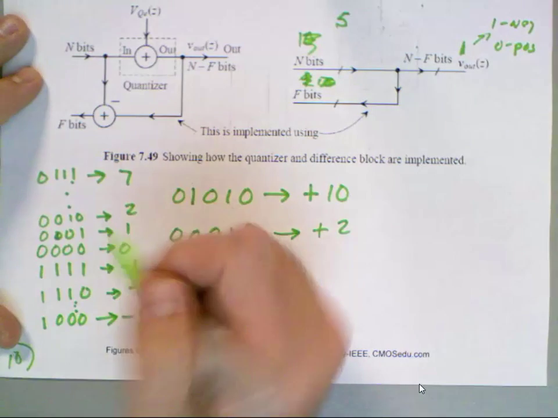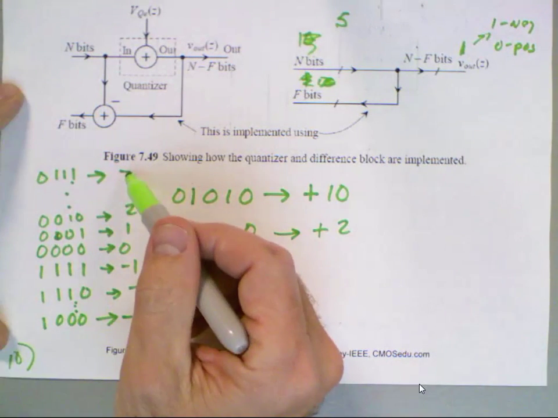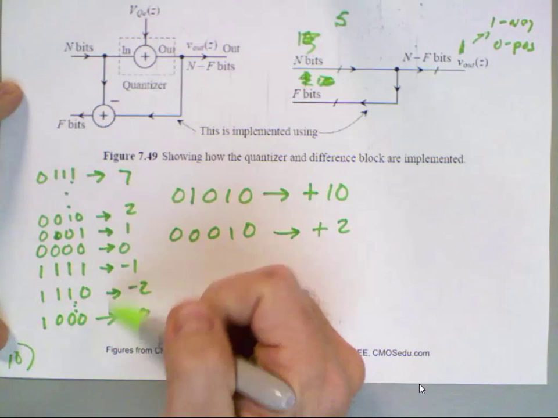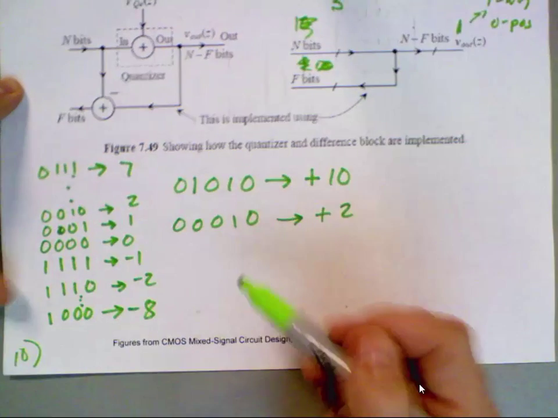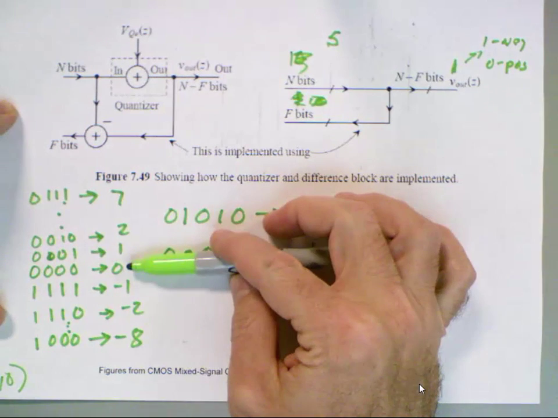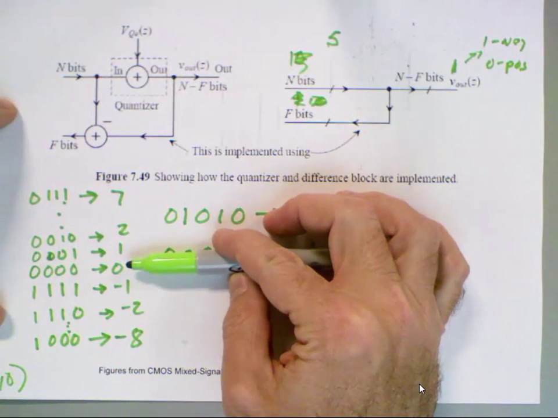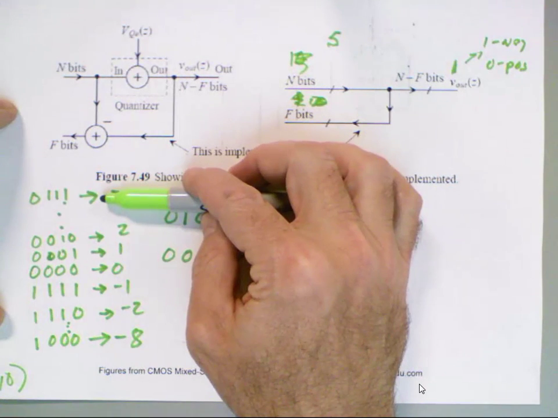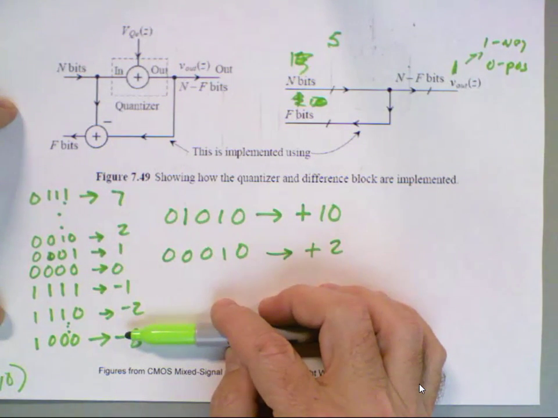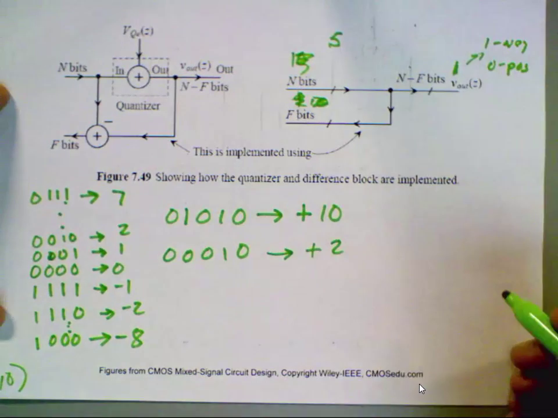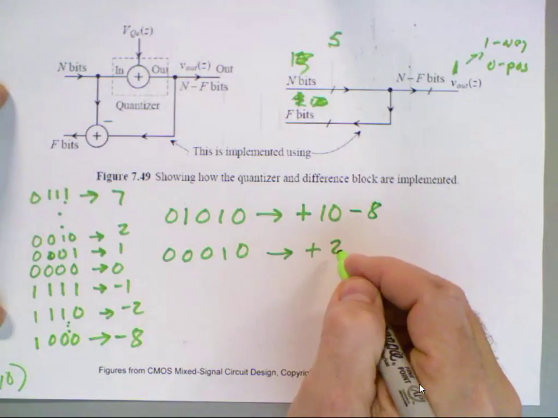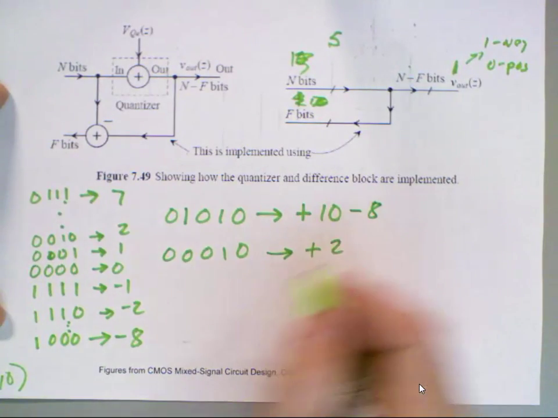Minus 8. Does everybody agree with that? Okay, so these are my numbers. If they're above 0, I'm going to subtract the maximum amount. If they're below 0, I'm going to add. Does anybody have any problem with this? Okay, so my quantizer says, is it above or below the common mode voltage? If it's above the common mode voltage, I'm going to subtract the full amount, minus 8. Okay, so let's just pick one. Let's pick 10 because it's right here. When I subtract minus 8, what do I get? Plus 2.